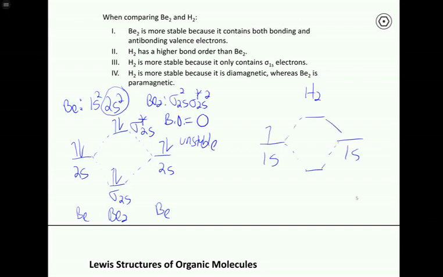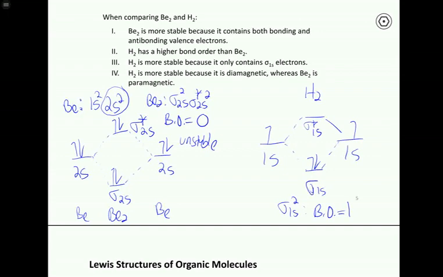So for H2, we have only one 1s electron in our valence shell. So if we make the sigma 1s and the sigma star 1s molecular orbitals, we fill them up with those 2 electrons. We get a sigma 1s2 configuration, which means we have a net bond order of 1. Okay, we have one filled bonding orbital, so there's a single bond.